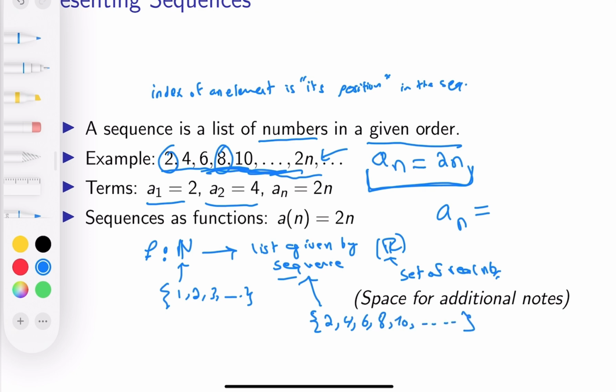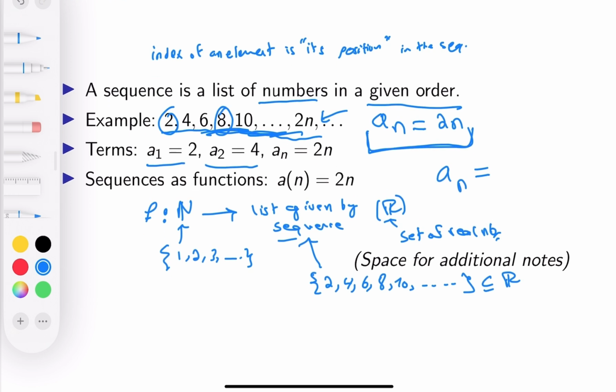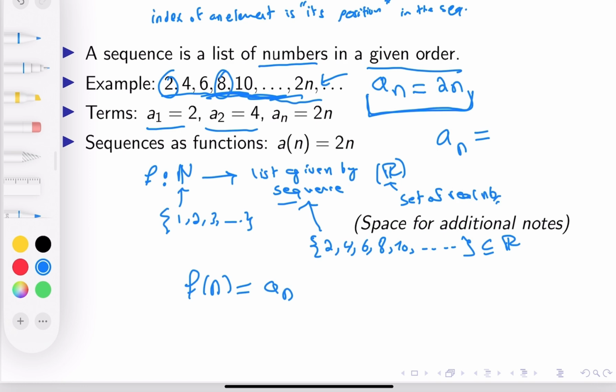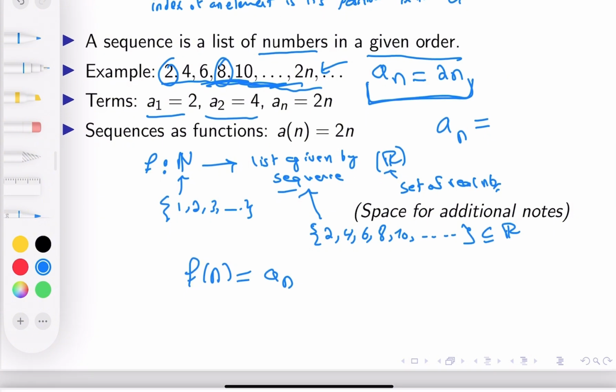So this is the sequence that we're talking about, and you can consider the function more generally as a function that is real valued, meaning its image is in R. So why is every sequence a function that is defined on the natural numbers? Well, it's because you can define f of n, so f at a natural number, to be a sub n. So it's a function that you give an index and it gives you the value at that position, right? So this is what a sequence is.